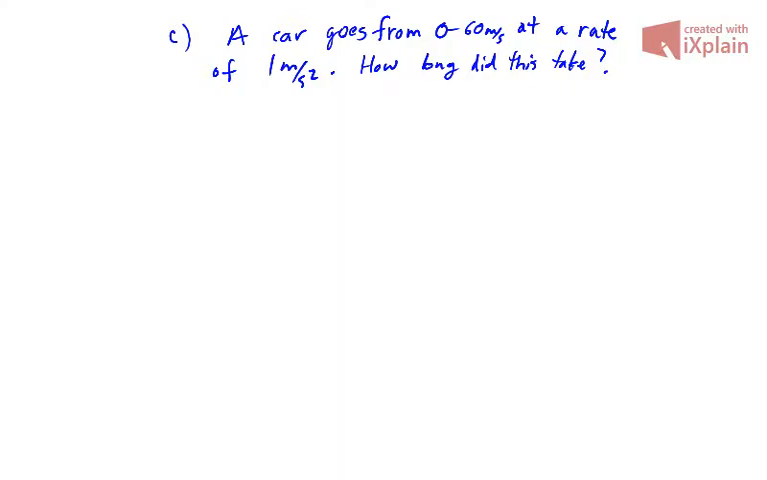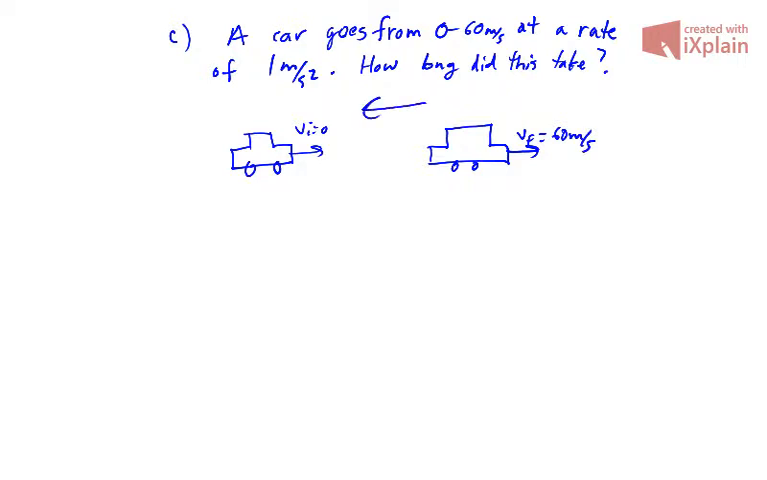All right, so here's our situation, and so we have a car. It goes from 0, the initial is 0, to 60. V final is 60 meters per second. Its acceleration is actually positive 1 meter per second squared. And then its t is unknown.